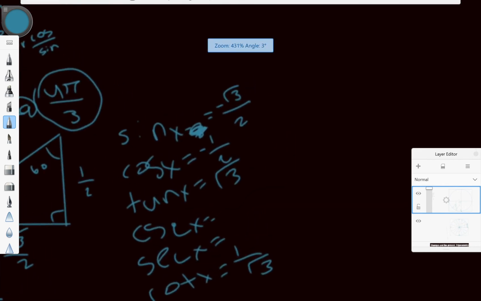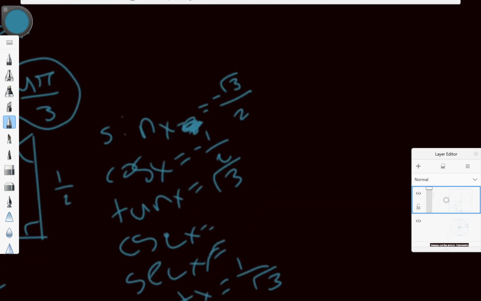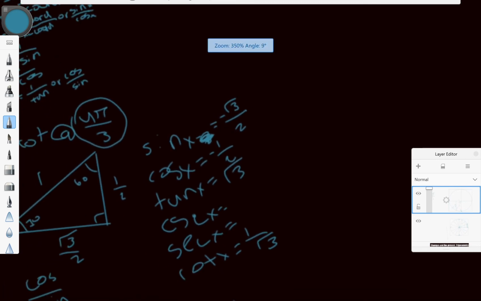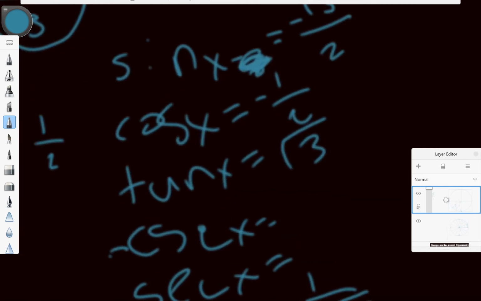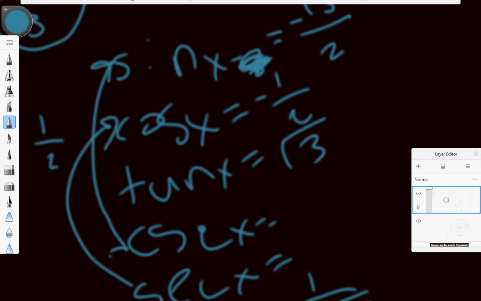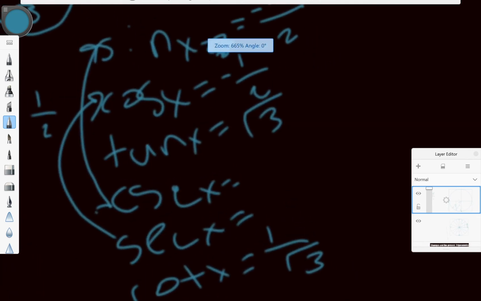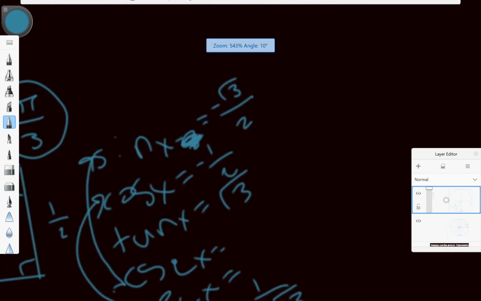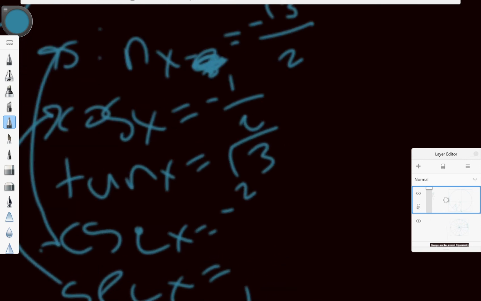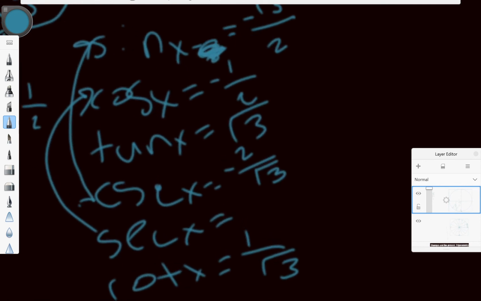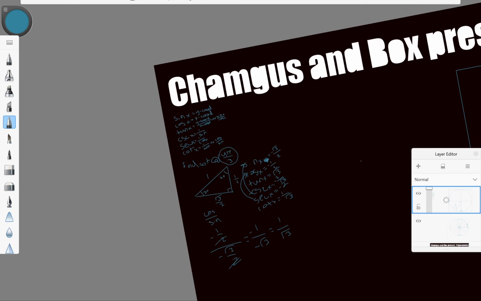Secant and cosecant are the reciprocals, but don't get them mixed up. This is very common. Cosecant goes with sine, secant goes with cosine. So that means cosecant is the reciprocal of sine. Reciprocal of sine is negative 2 over root 3. Reciprocal of cosine is going to be negative 2. And there we go. We found the values at 4 pi over 3.